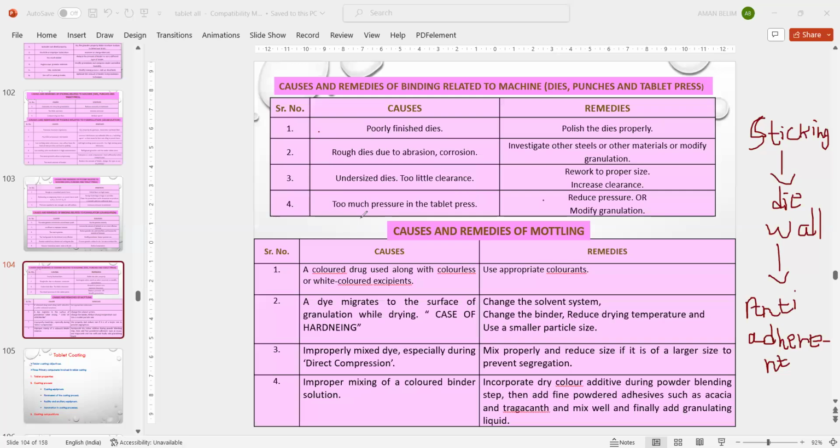Cabosil is its brand name, and the actual name of the excipient is colloidal silica. That is used as an anti-adherent. We have to add an anti-adherent so that your tablet will not stick to the die wall. So this is the remedy for the sticking.